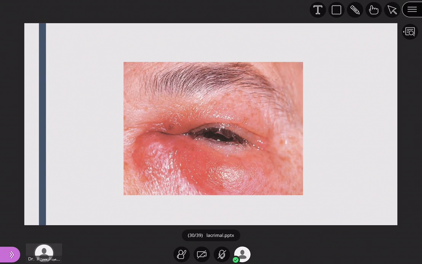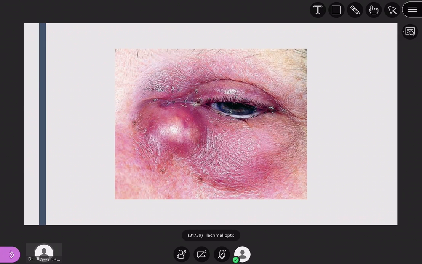This is how it looks. This is acute. Very obvious, it's acute. How can we know this? We have redness, we have swelling all over, we have fluctuation. When you press, you can feel there is fluid inside. So this is acute dacryocystitis.